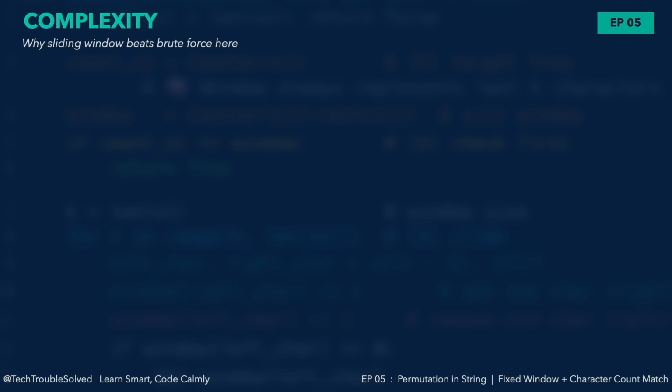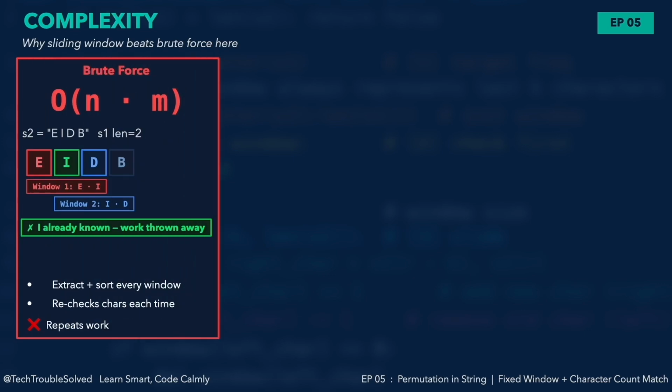Let's go. Brute force. Every window you extract, sort and compare. Fresh from scratch. Look at the string. Window 1 checks E and I. Window 2 checks I and D. You just rechecked I. You already knew that character. You threw it away and started over. Do that for every position in S2. That repeated work is exactly what makes it O of n times m.